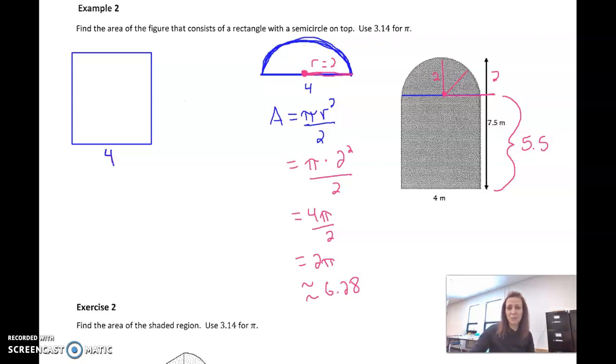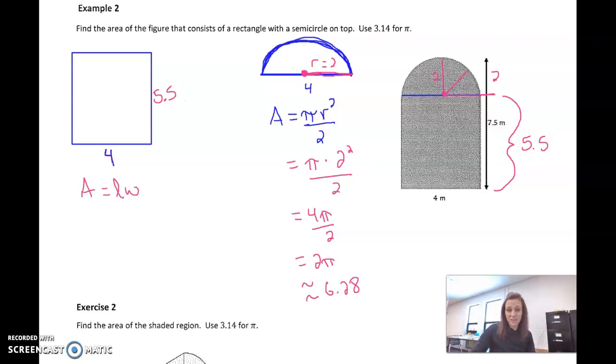That's why I definitely want to do this problem with you. It doesn't look like we have enough information. But if you remember, the radius of a circle is going to be the same anywhere from the center to the outside. That means the height of the circle, or half semicircle here, is 2. So then we know our side over here is 5.5. Now, super easy to find the area, right?